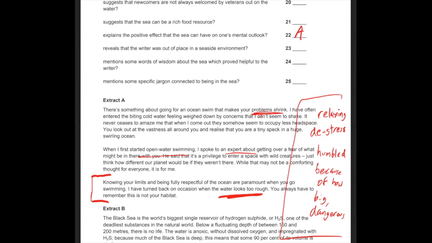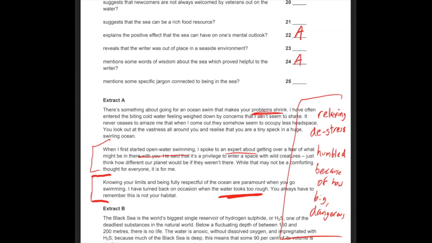Yes, and that is mentioned over here when this expert first talks about the ocean and the fear of what might be in it. And it also helps this person realize that he needs to know his limits. He needs to know when he should go to the beach and when he shouldn't go into the ocean, right? So this one does talk about that as well. So 24 is also A.